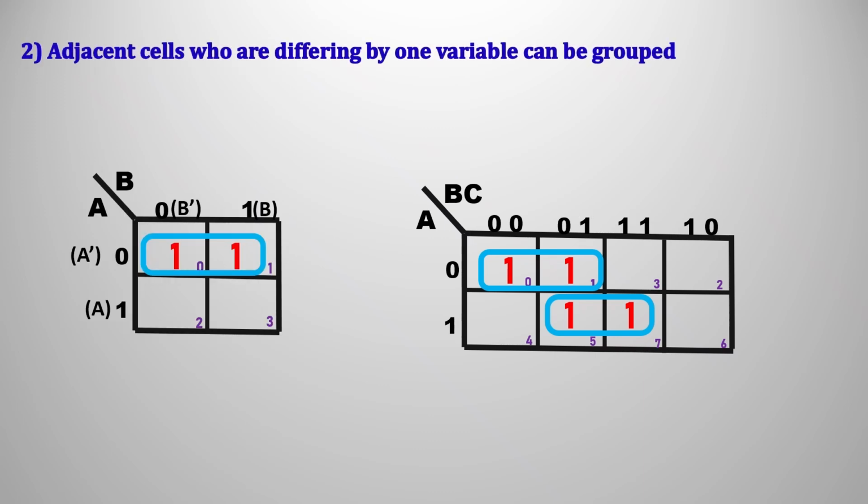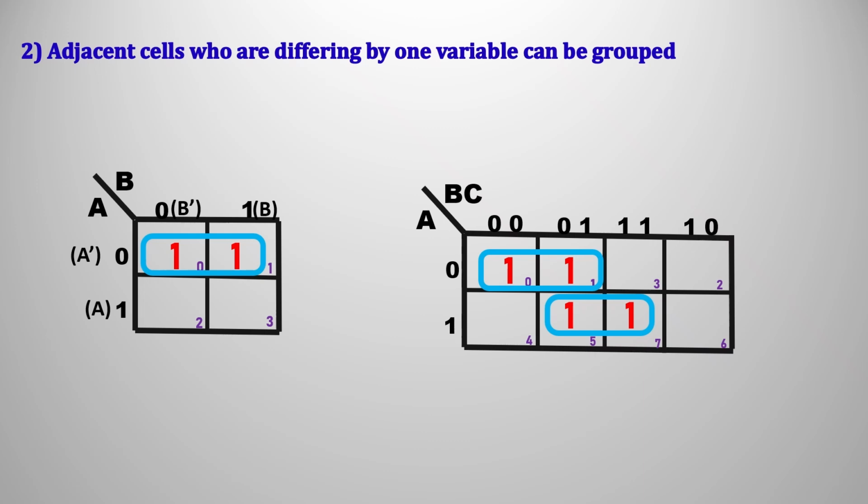The second most important point is that adjacent cells differing by only one variable can be grouped. If you observe, the variable A is row wise, the variable B is column wise, so you should group only the adjacent ones. 0 and 1 are adjacent to each other, and adjacent means a change in only one bit. In K-map rules, adjacency means changing in only one variable.